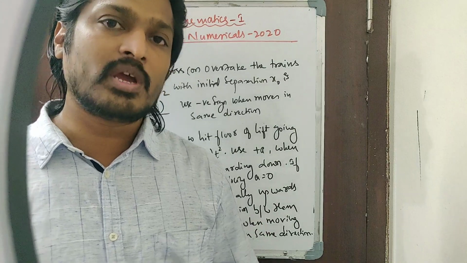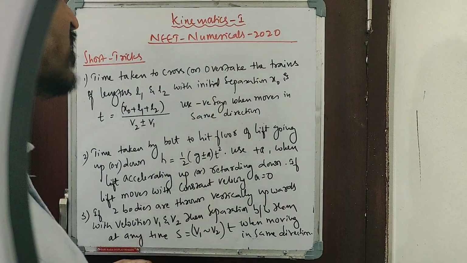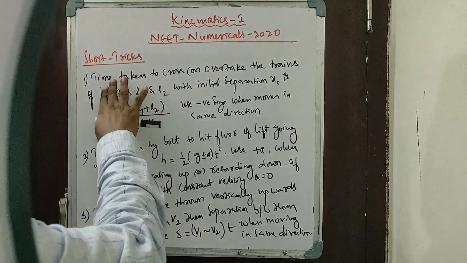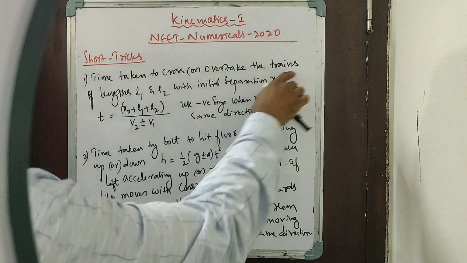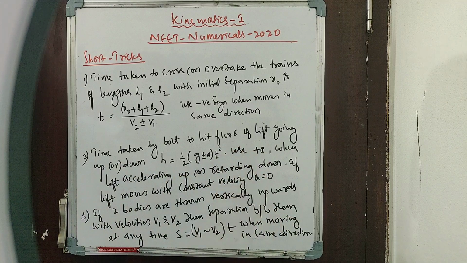Till the examination. Now today our topic is Kinematics 1. In this one we are talking about some short tricks before I start the numericals. The first trick says that the time taken to cross or overtake trains of length L1 and L2, which is a very famous and regular question in competitive examinations.